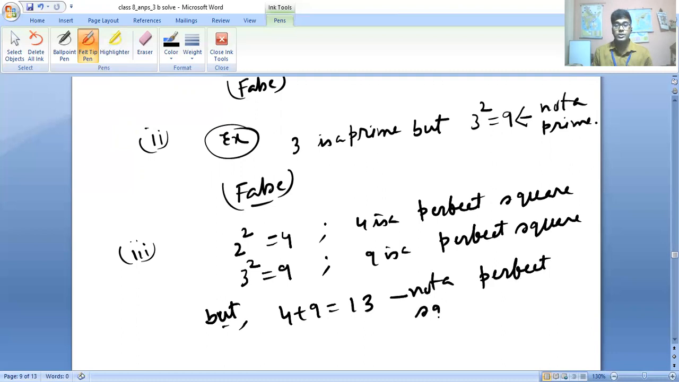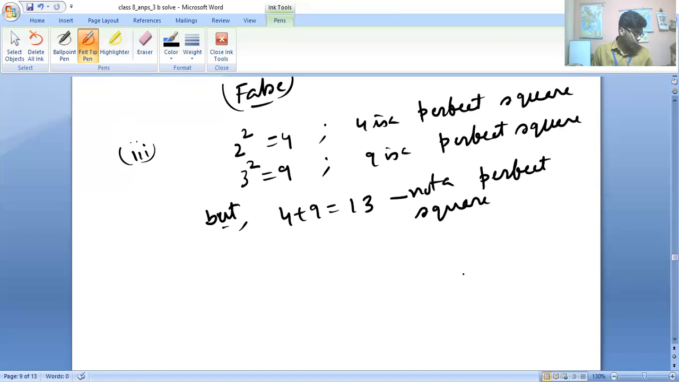But in our question, what does it say? The sum of 2 perfect squares is a perfect square. See, 4 is a perfect square, 9 is a perfect square, but their sum is not a perfect square. So this statement will also be false.